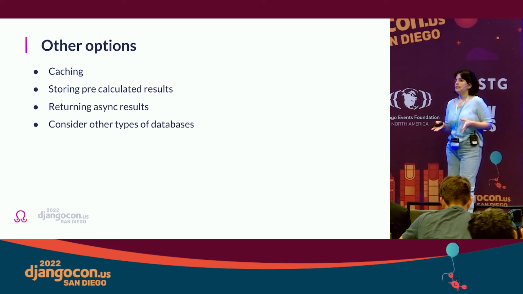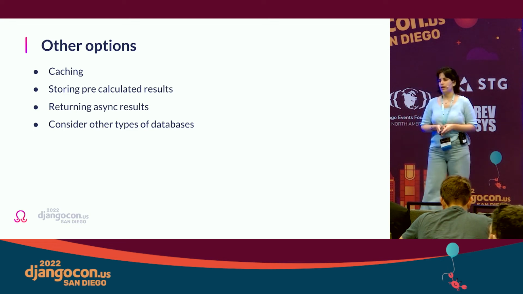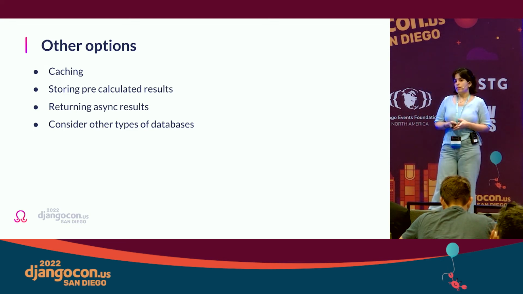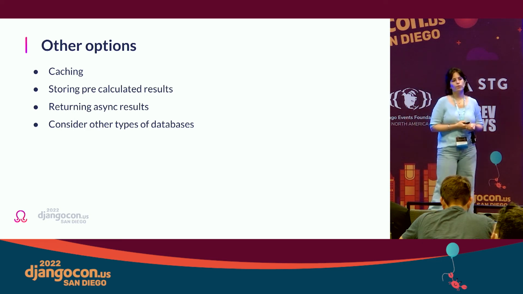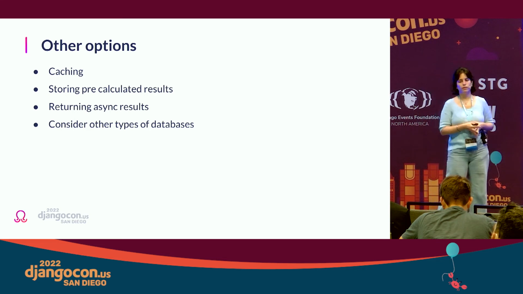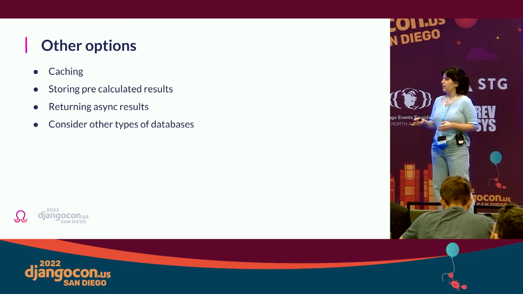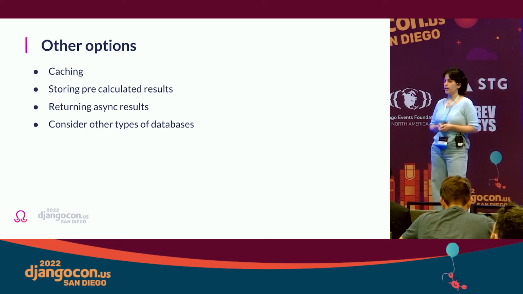Another option that depends on the requirements of my project is I could return results in an asynchronous manner. So for example, I could say to the user, okay, I'm calculating this, I would send you an email once the results are ready. And the other option is, well, I would send you a notification. Again, this is not always possible because of the requirements in our projects.